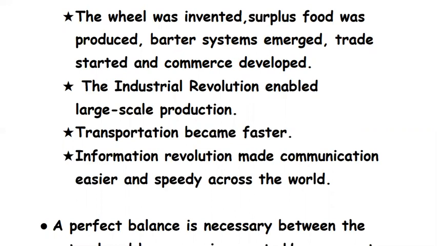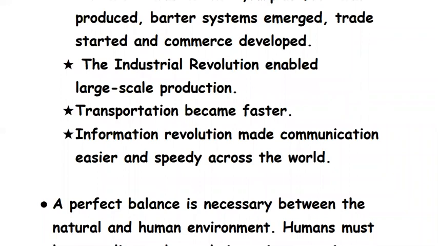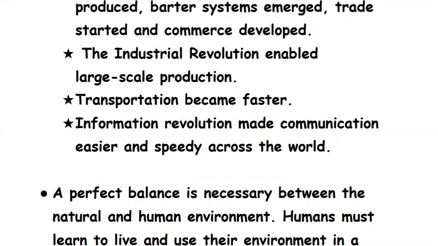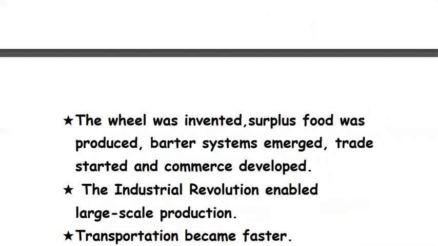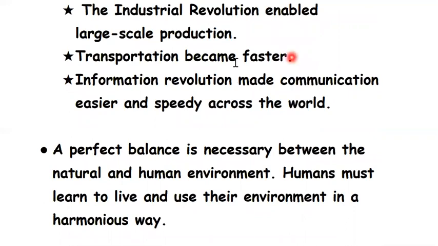Trade started. So what is this? Giving and taking. This is trade. And commerce developed. Industries developed. The industrial revolution enabled large scale production. Now industries develop, and this industrial revolution, the revolution of industries, enabled large scale production, meaning food was produced at large scale. A lot of food was produced, and not only food, other things also started getting produced, like paper, for example. Transportation became faster. How? Because of the invention of the wheel. That's why transportation became faster.